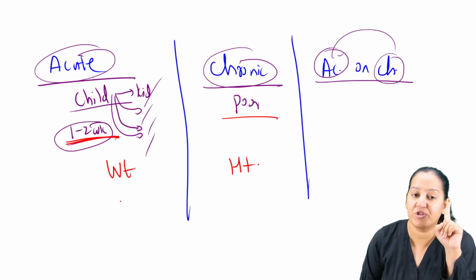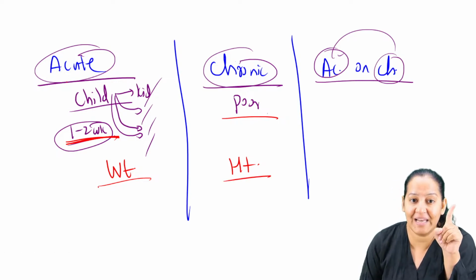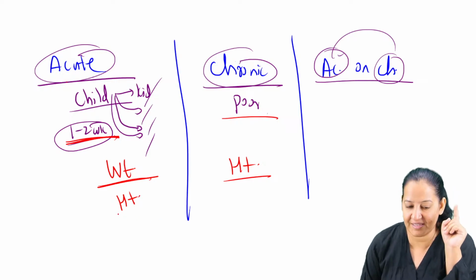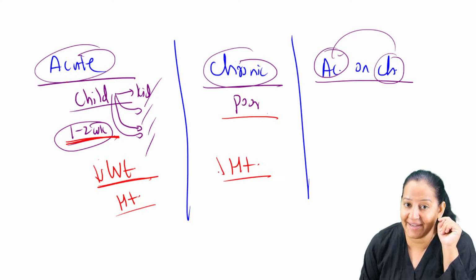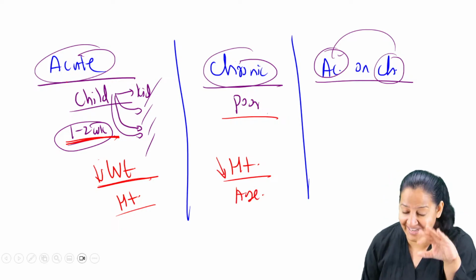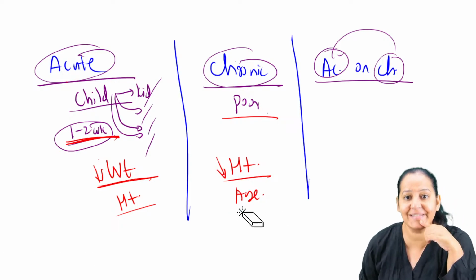So in acute malnutrition, the weight is affected. In chronic malnutrition, the height is affected. Here, basically, weight is less than the corresponding height. Whatever the height, the weight is less as compared to that, in acute malnutrition. Here, the height is less as compared to the age. Height gain is not as much as it should be at that particular age. So here height is less as compared to age.